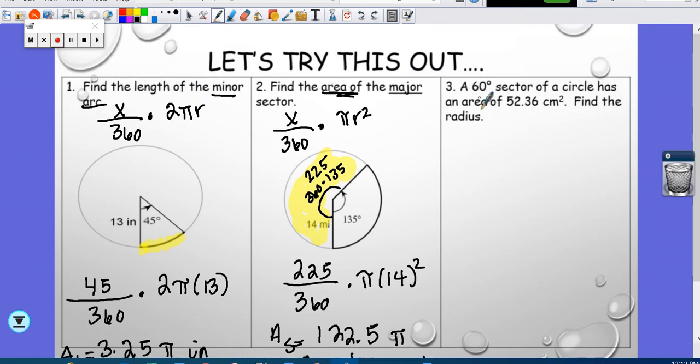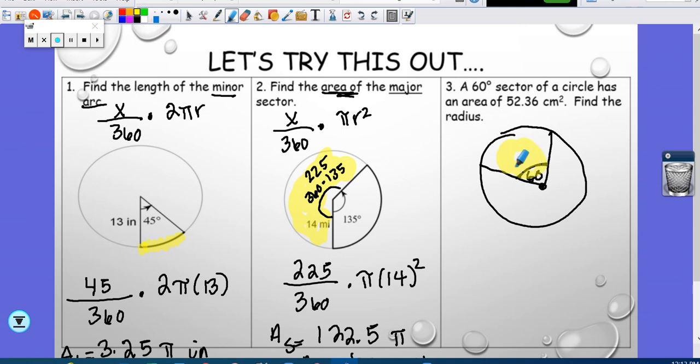All right, so this last one, it says a 60-degree sector of a circle has an area of this much. Find the radius. So here I would draw that circle, and it tells me that it has an angle of 60 degrees, which is that central angle right there. And then it's telling me the area of this sector, which is how much space this is taking up, is going to be 52.36, and it wants me to find the radius.